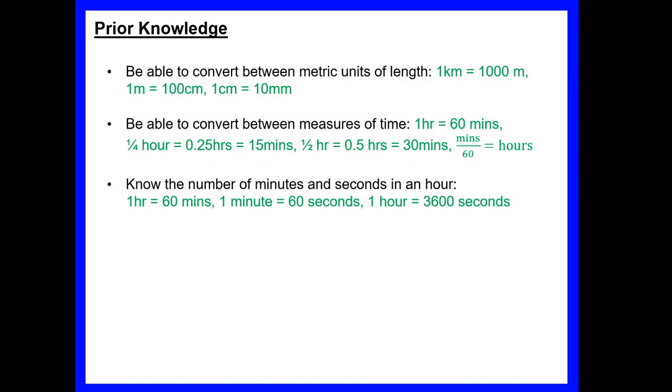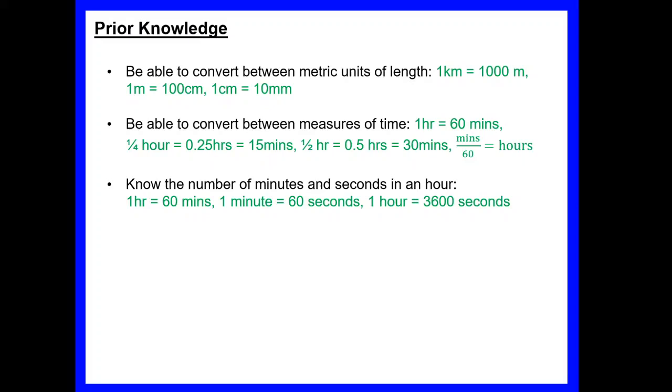So we need to be able to convert between the metric units of length. So 1 kilometre is equal to 1,000 metres, 1 metre is equal to 100 centimetres, and 1 centimetre is equal to 10 millimetres. You also need to be able to convert between measures of time.